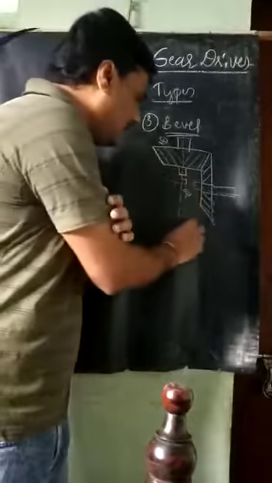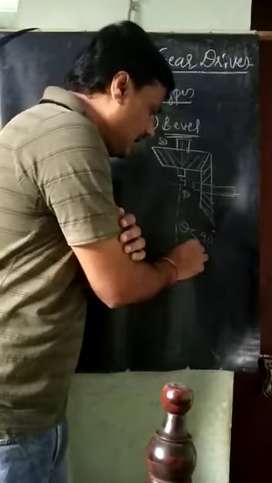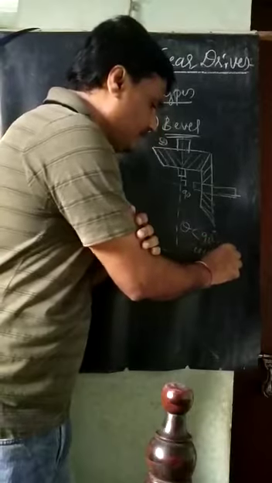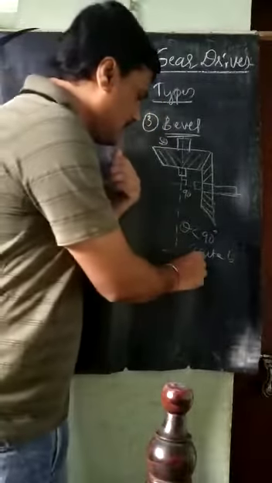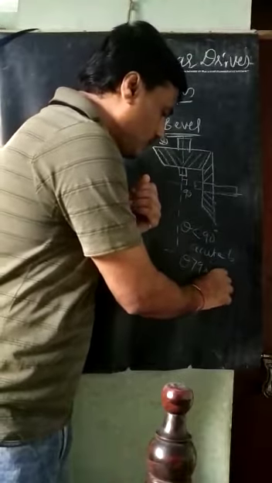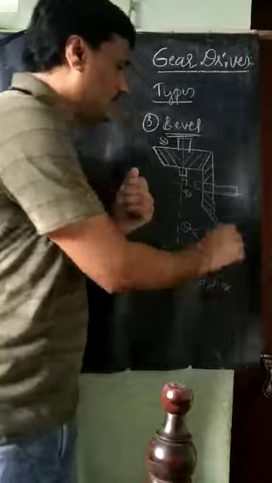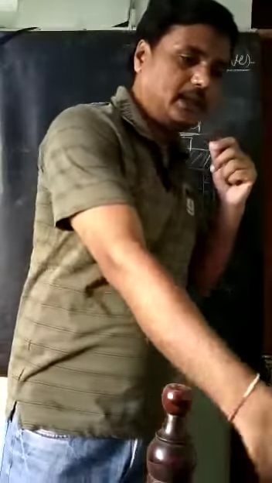If this angle is less than 90 degrees, they are called acute bevel gears. If this angle is greater than 90 degrees, then it is called an obtuse bevel gear. This is about the bevel gear.